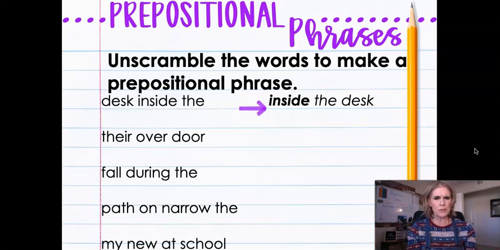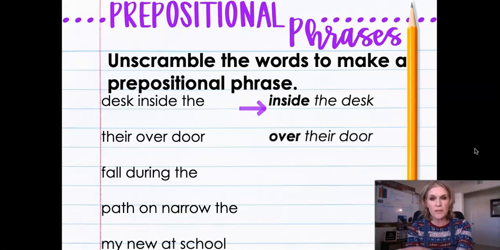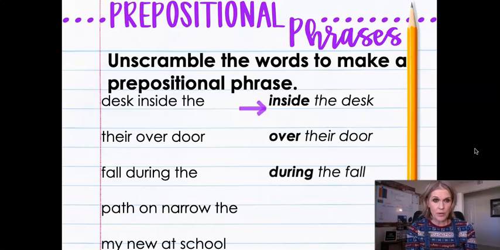They're over door. We need to first pull out the preposition. Prepositions have to do with when, where, or how. It would be over their door. Over is the preposition. Over what? The door. Door is the object. Together, they make the prepositional phrase. During the fall. During what? Fall.